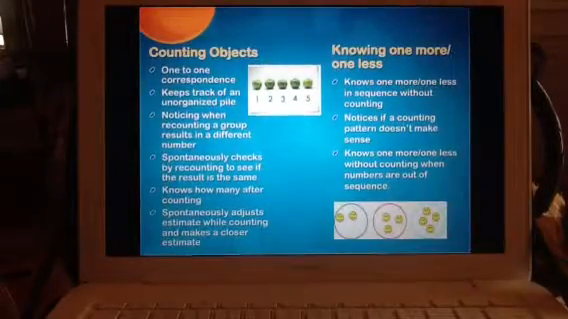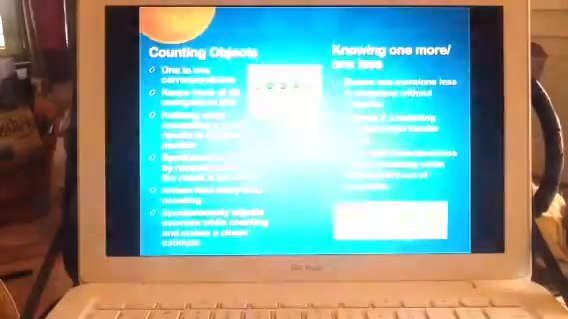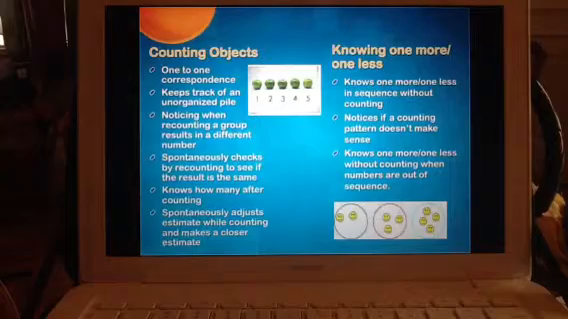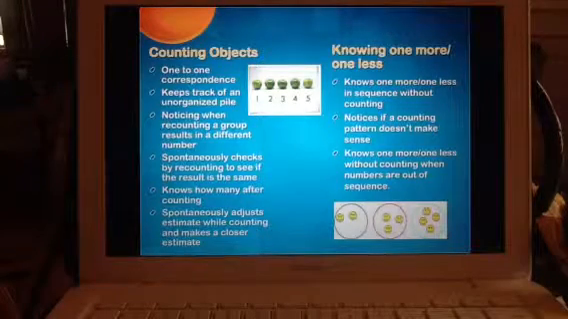So counting objects, students are able to do one-to-one correspondence. They keep track of an unorganized pile. They notice when recounting a group results in a different number. They spontaneously check by recounting to see if the result is the same, and they know how many after counting. They spontaneously adjust their estimates while counting and make a closer estimate.